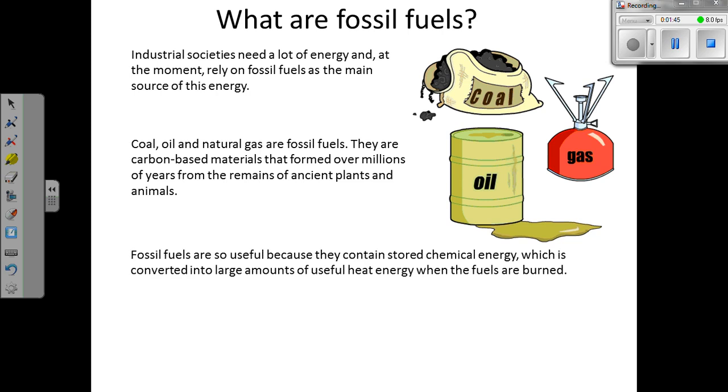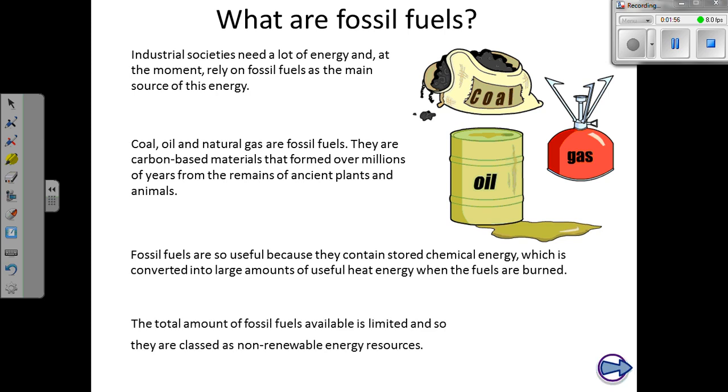Fossil fuels are so useful because they contain stored chemical energy, which is converted into large amounts of useful heat energy when they are burned. The total amount of fossil fuels available is limited, so they are classified as non-renewable energy sources. They will eventually run out.